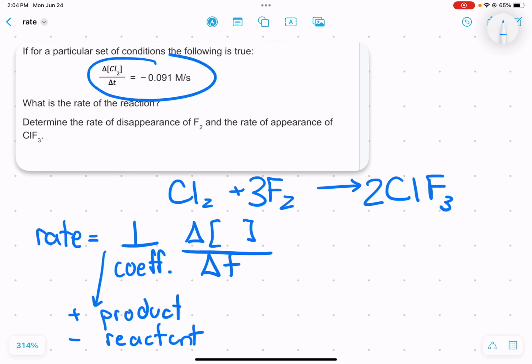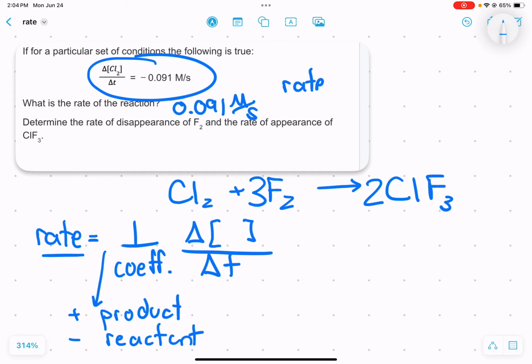So they're giving you the change in Cl2 over the change in time, and they want you to figure out the rate. So really what you need to do is write out this expression in terms of Cl2 and then solve for the rate of the reaction. Now, in this instance, it's just a negative. The rate of the reaction is just opposite of this, but let's show you how that works.